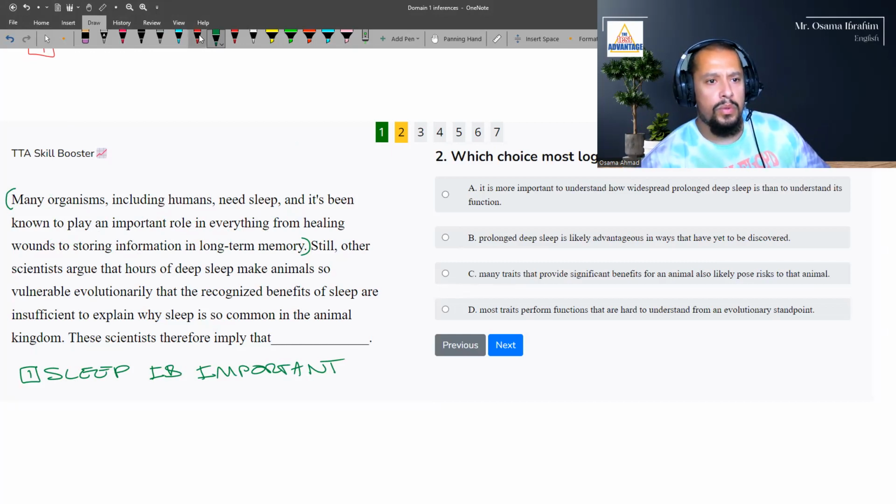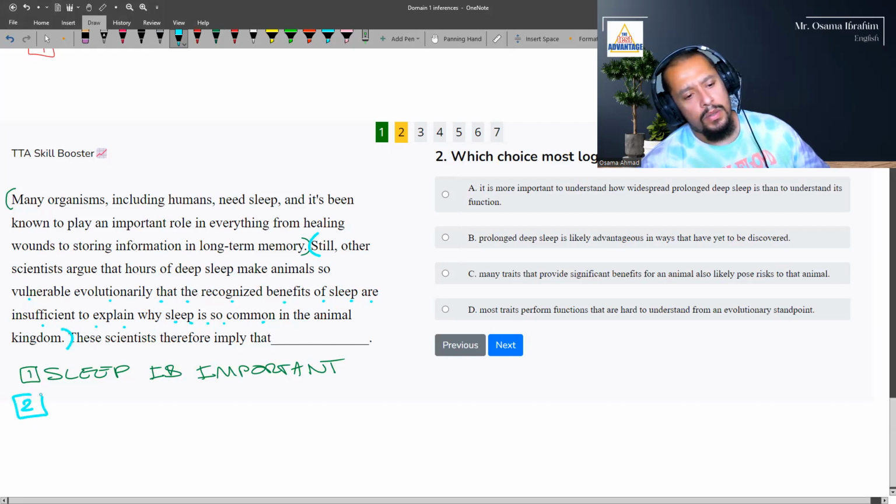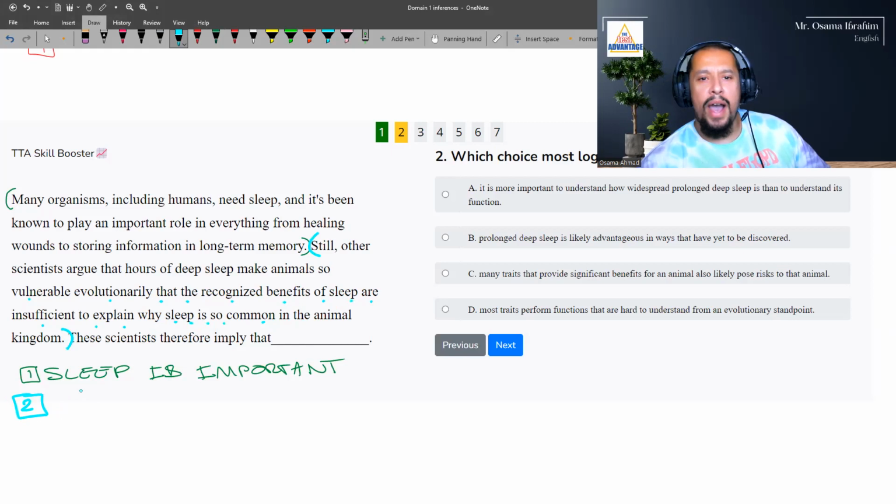Let's go to idea number 2. Still, other scientists argue that hours of deep sleep make animals so vulnerable evolutionarily that the recognized benefits of sleep are insufficient to explain why sleep is common in the animal kingdom. What does idea number 2 tell us? Tell me in your own words. Hours of deep sleep is bad for animals. Is or should be bad evolutionarily, right?